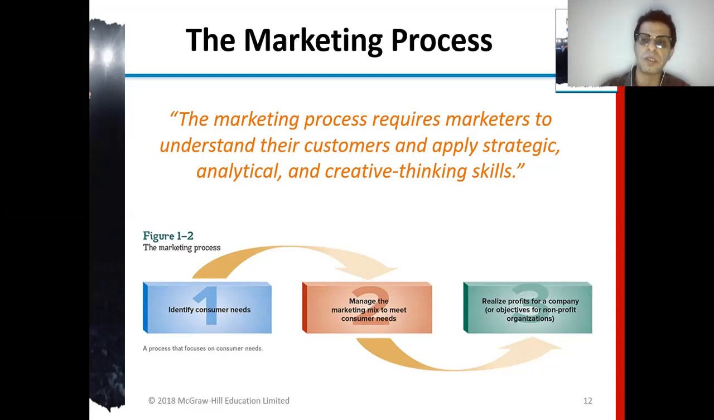The student comes in there, she doesn't see her housing is ready, she doesn't see her courses are ready, she ends up sitting in a hotel, and her parents are worried, everybody worries, and that causes disaster. So a solution, I have adjusted the solution and created a need for a solution like this. So identify the consumer need, manage the marketing mix to meet the consumer need here, and realize the profit for the company.